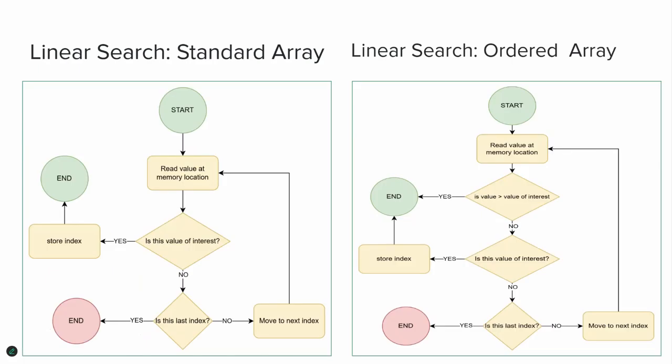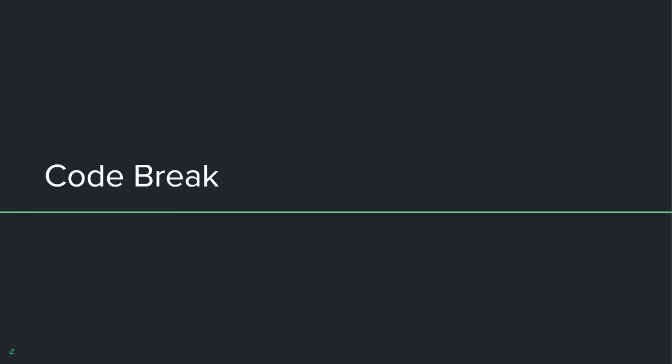Now this is essentially the process flow or algorithm for linear search and ordered linear search for a standard array and an ordered array, right? You can go through it. I'll pause, but I'll just move right along, and then we're going to jump into a code break. Great, let me show you.